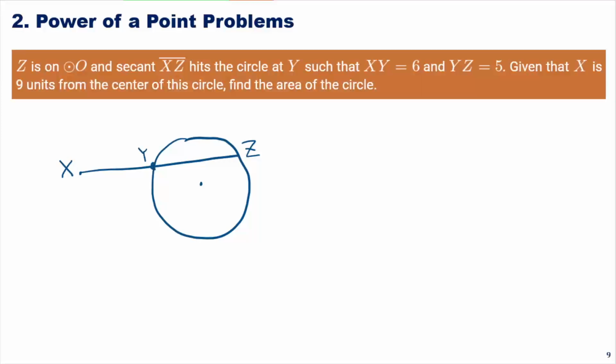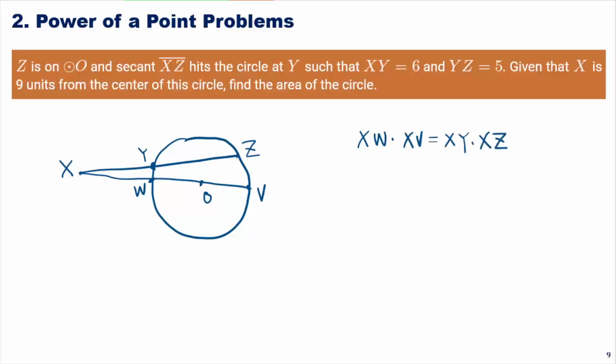Given that X is 9 units away from the center, that means we can continue segment XO to hit the circle again at some point V, and let's call this point W. So we can use the power of point X. We have XW times XV equals XY times XZ.